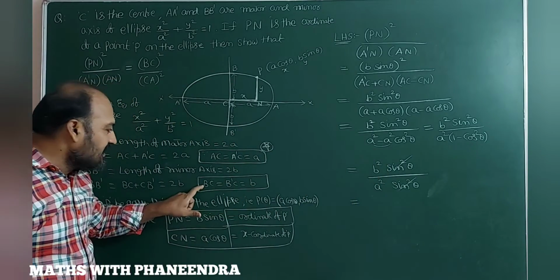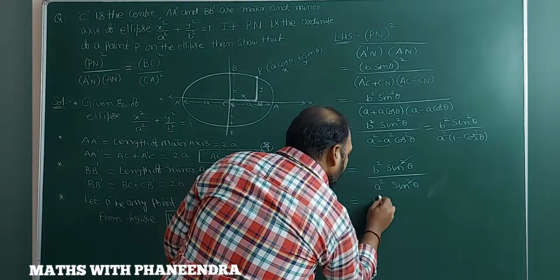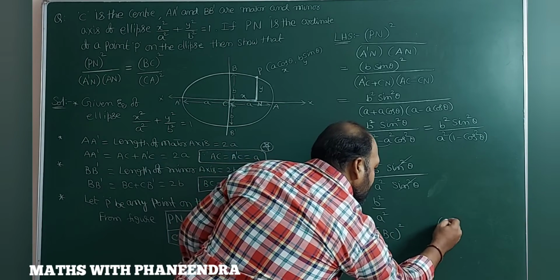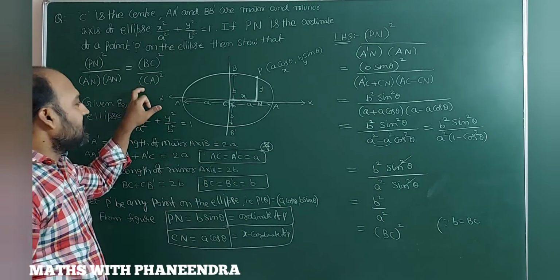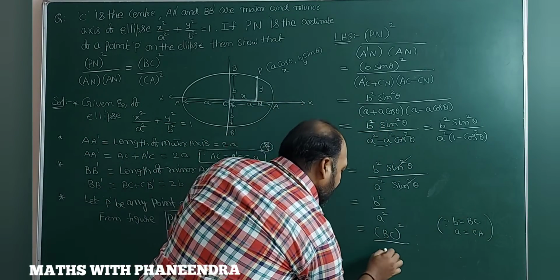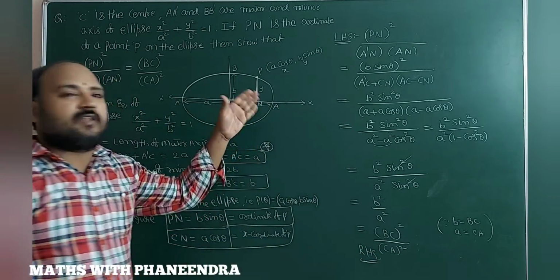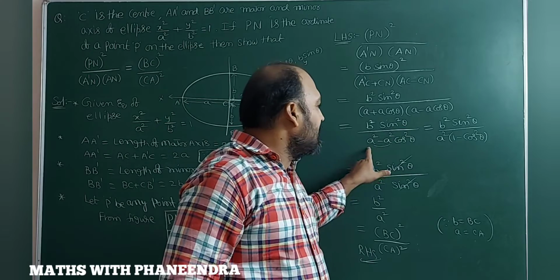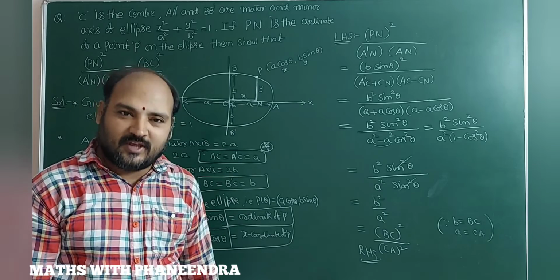So B can be written as BC, we can write now. BC whole square, B square by A square, that also can be written as BC by CA whole square, since small b is equal to BC and small a is equal to AC or CA. So that is the RHS. Hence the result. I hope you understand it, students. Here I applied a plus b into a minus b, a square minus b square. Thank you, dear students.